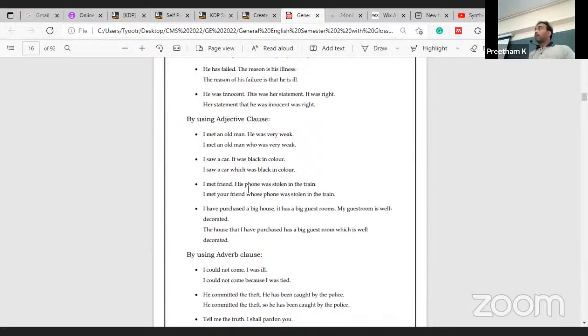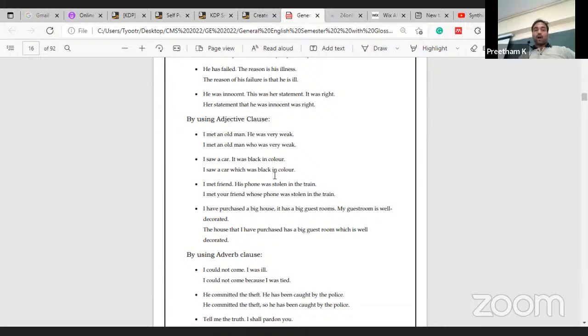Next, by using an adjective clause. Any clause that describes a noun, you call it an adjective clause. I met an old man, he was very weak. "He was very weak" becomes an adjective clause because it is describing the old man. I met an old man who was very weak.